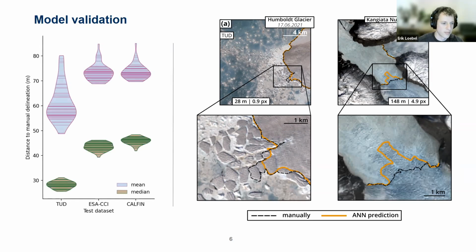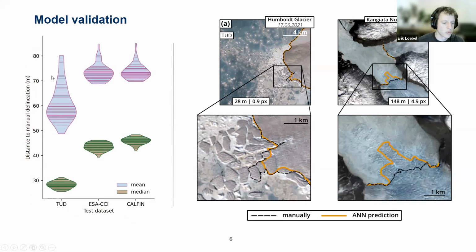So here now on the left we have this broad overview. We trained 50 models in total and applied them each. So each horizontal line is one trained model, applied on our 3 testing data sets. And here on the y-axis we have our error estimate, which is the distance to the manual delineation. And we look at both mean and median. Of course, the mean is more sensitive towards outliers, so very challenging scenes with large errors.